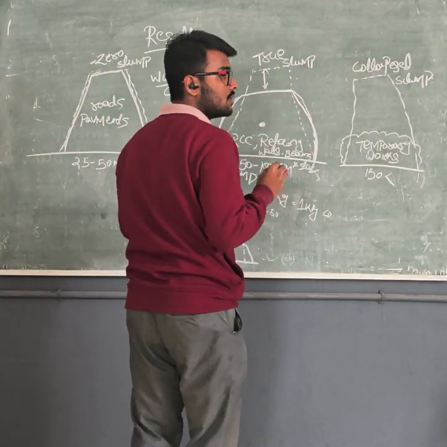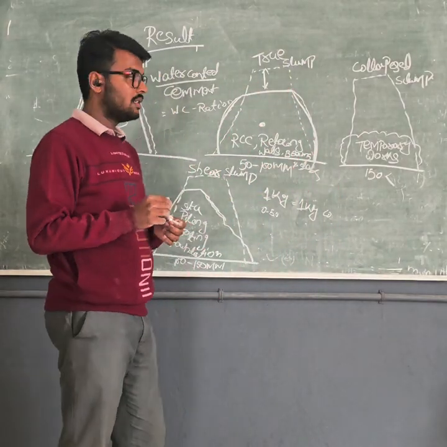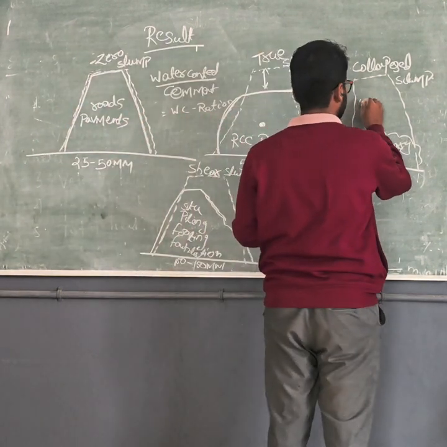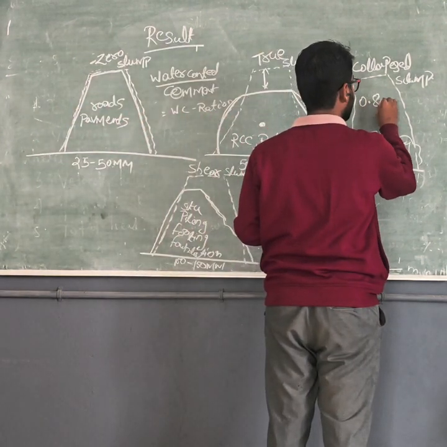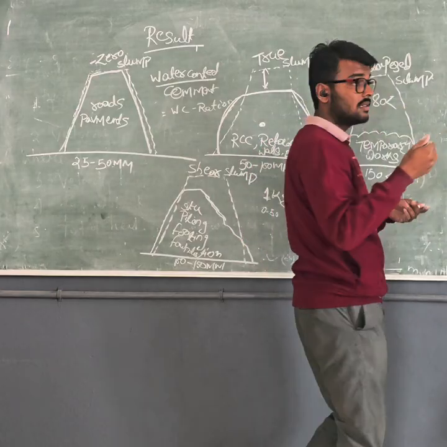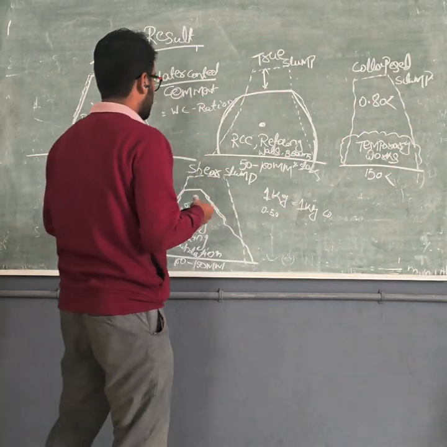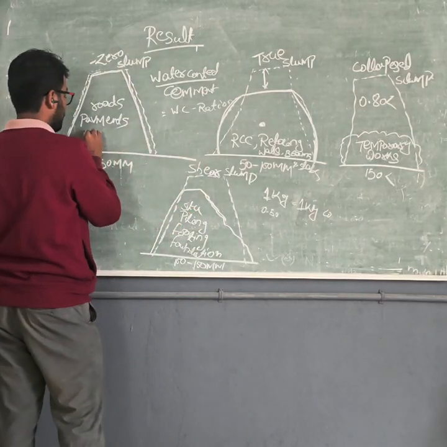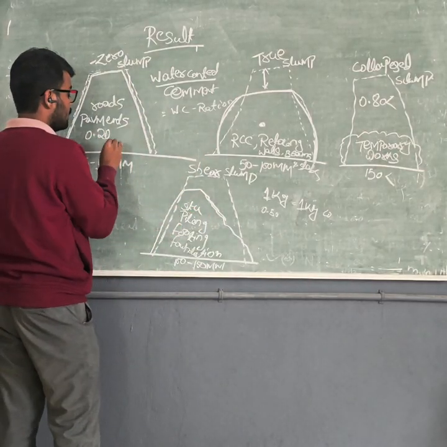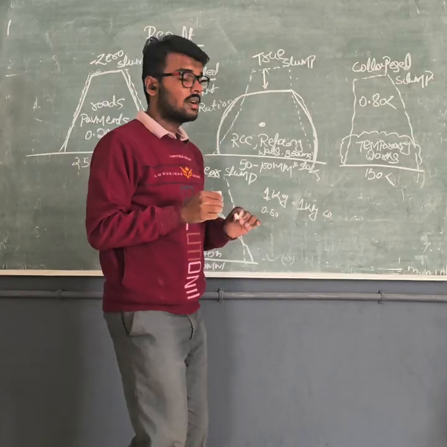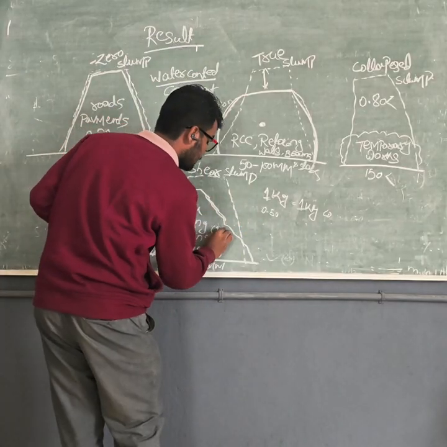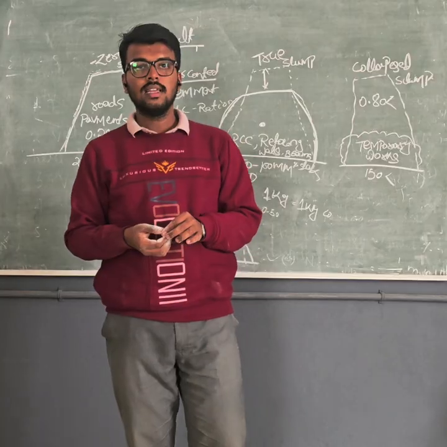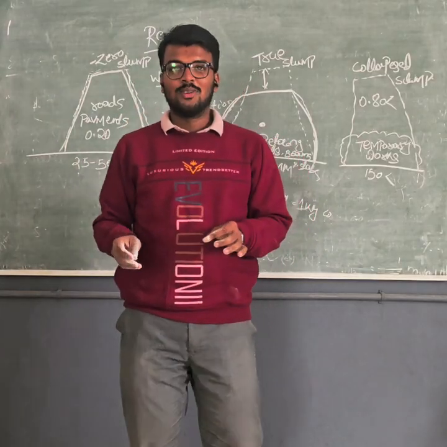In true slump, the water cement ratio is 0.50. In collapse slump, the water cement ratio is 0.80, or larger than 0.80. In zero slump the ratio is too low, maybe around 0.20, and here the water cement ratio is 0.70. And this is all about the slump test.